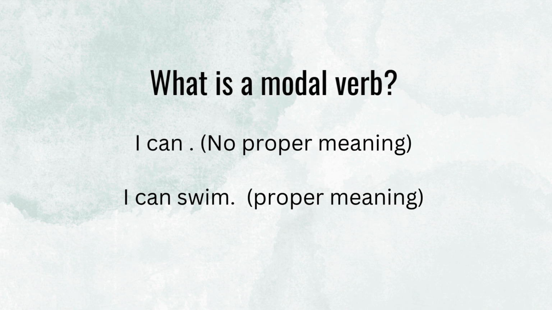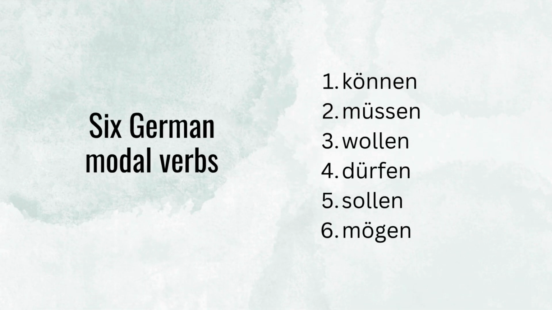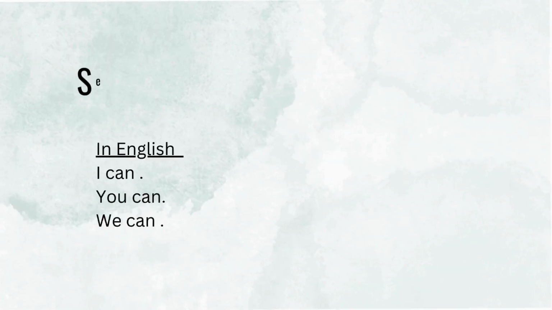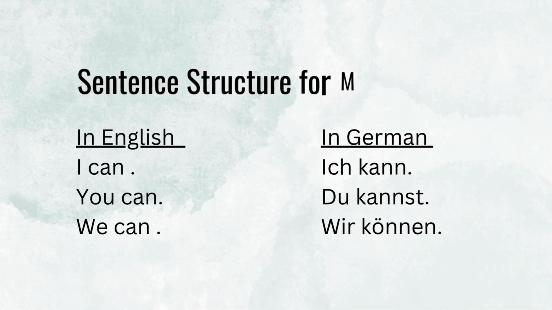German works almost the same way. There are 6 main German modal verbs. Don't worry about memorizing them right now. They are können, müssen, wollen, dürfen, sollen, mögen. Before understanding them one by one, we need to learn one thing first.